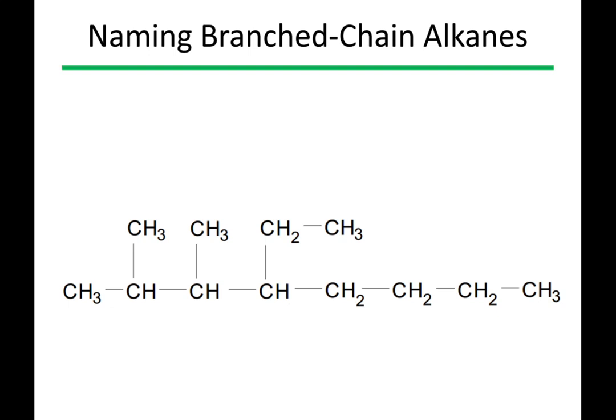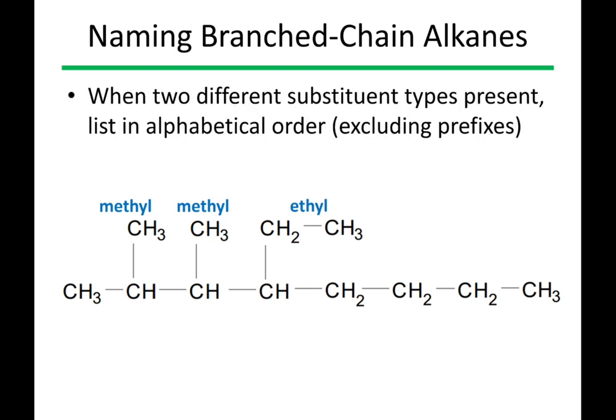In this case, we have 3 substituents. 2 of them are still our normal methyl group, but the second one now has 2 carbons, so this would be an ethyl group. When we have 2 different substituents, we will list their names in alphabetical order, and this is going to exclude prefixes. So we're not going to worry about the di for dimethyl. The methyl starts with an M, the ethyl starts with an E.